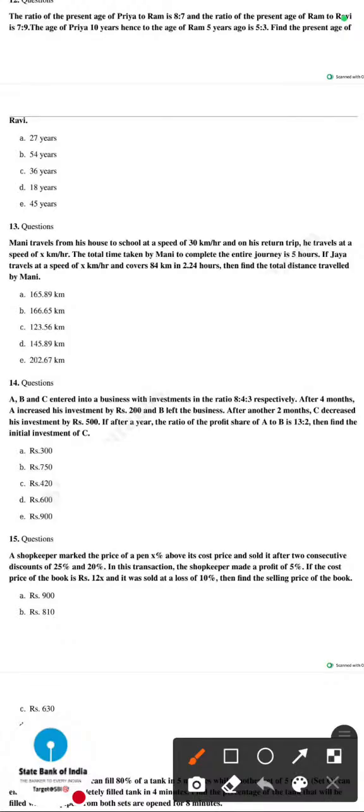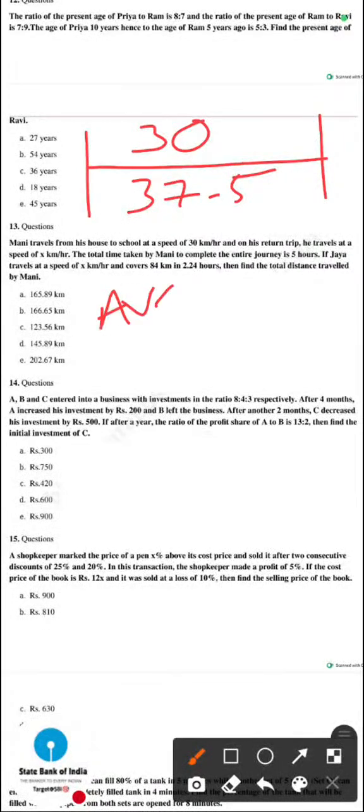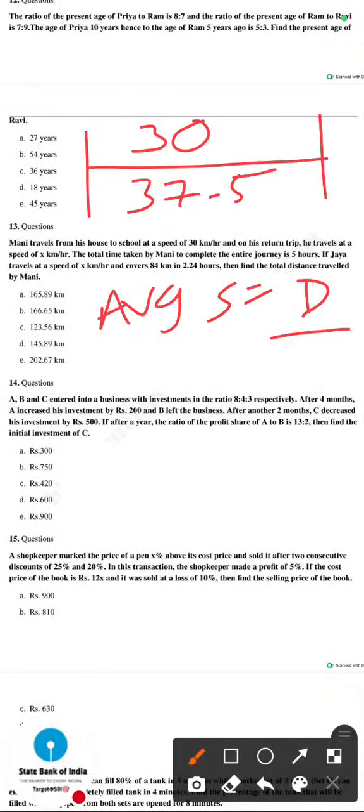Now the question says to find the total distance. Initially he goes with a speed of 30 kilometers per hour. Now he returns at 37.5 kilometers per hour. So the distance is the same, so we can find the average speed. Average speed equals total distance divided by total time. We don't know the total distance, so the distance will be d.